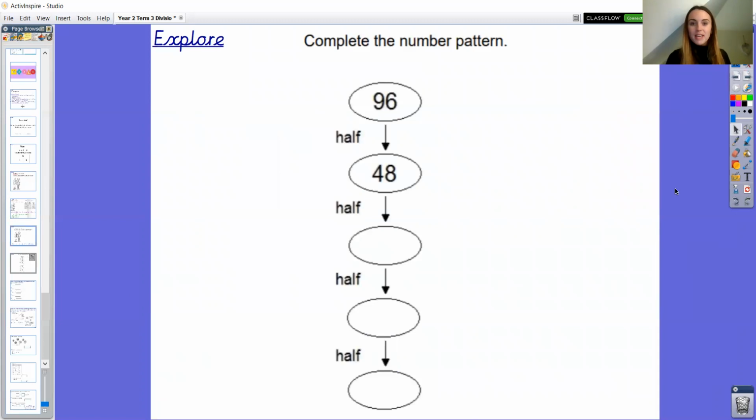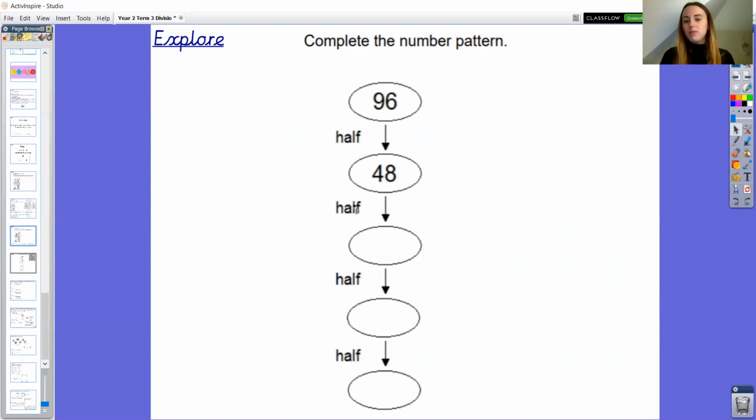Okay, we've got another question to explore together now for our independent learning. It says, complete the number pattern. 96 is the first number in the pattern, and half of 96 is 48. So what is half of 48? What do you think half of 48 is, year two?